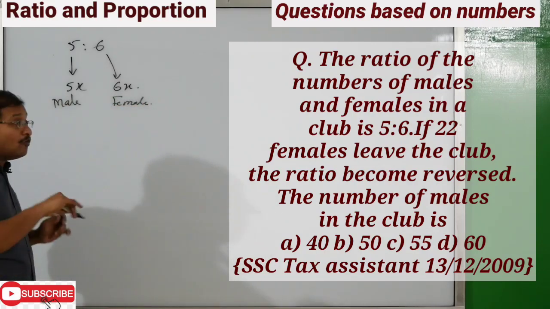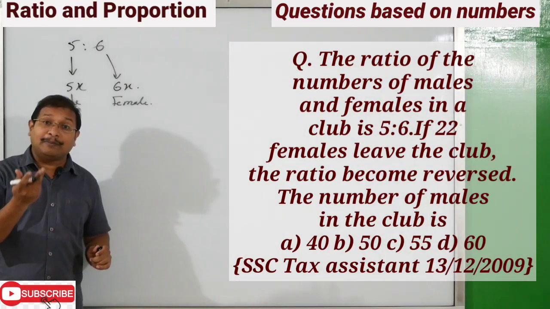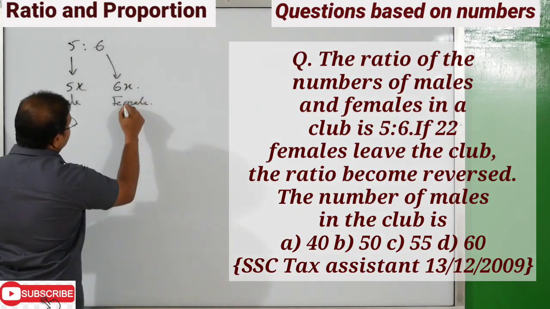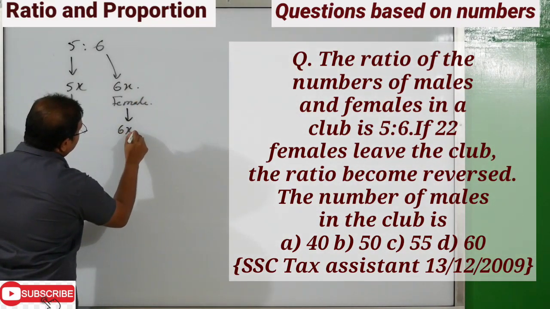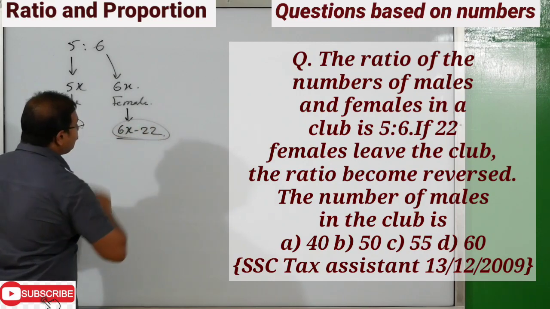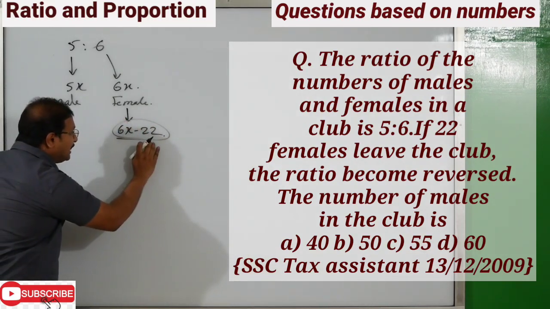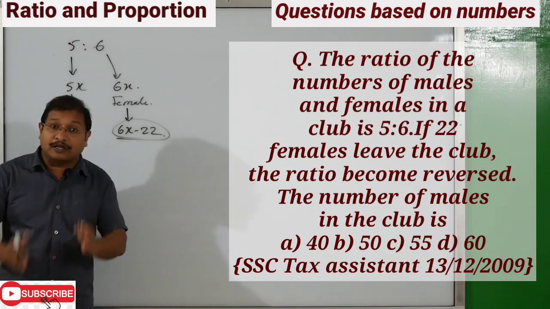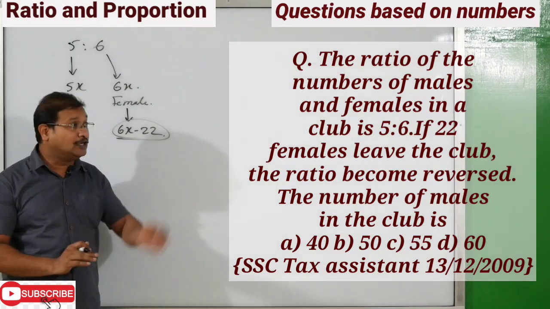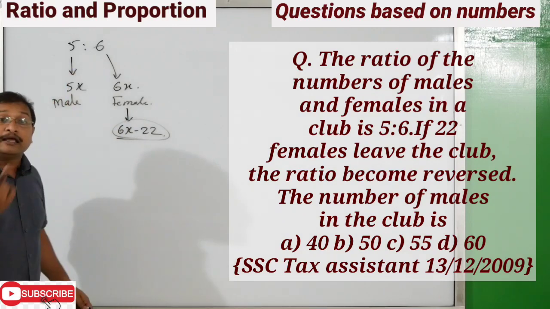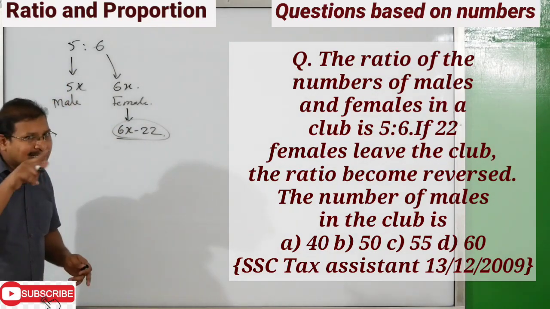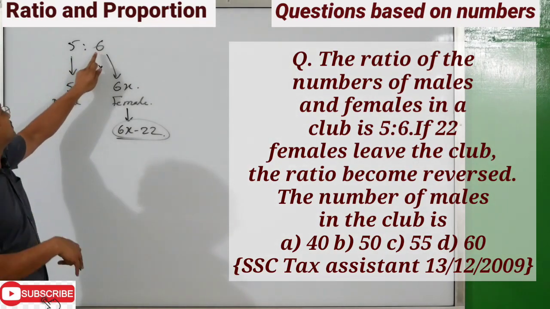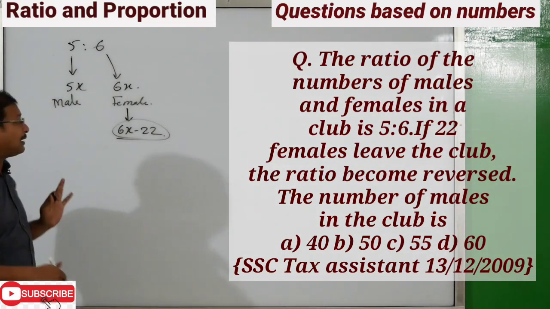Ready? So now what happened? If 22 females leave the club, what will happen? Minus, that means here 6x minus 22, because 22 females are leaving the club. Now what happened? The ratio between male and female is reversed. First it was 5:6. Now reverse means what will happen? 6:5, isn't it? Because 5:6, if you reverse, it will be 6:5. That means what will happen?